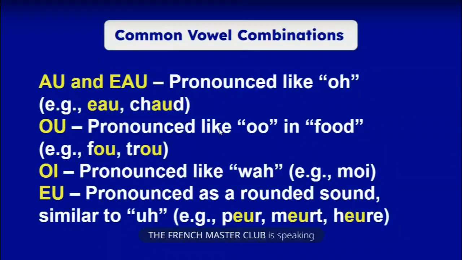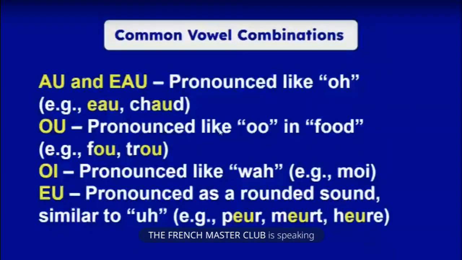Now, when we combine A and U, in French it becomes O. I'm not talking about how it's written. It will be written with AU, but it will be pronounced O. So anywhere you see AU in a French word, pronounce it O. The second example there is show.